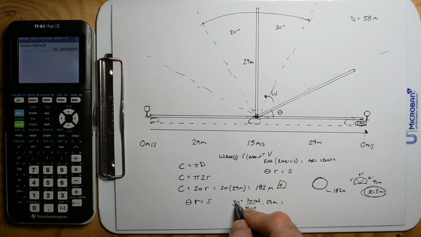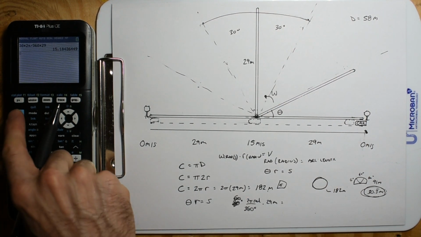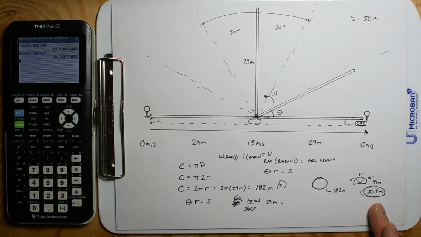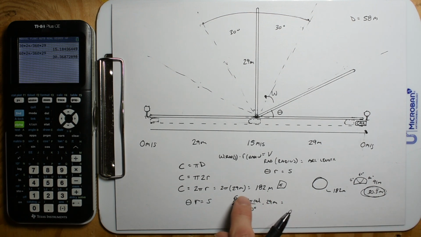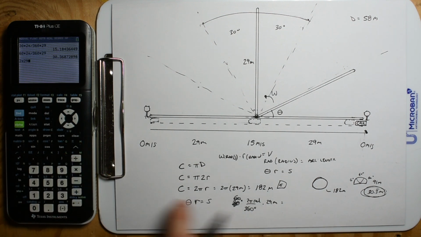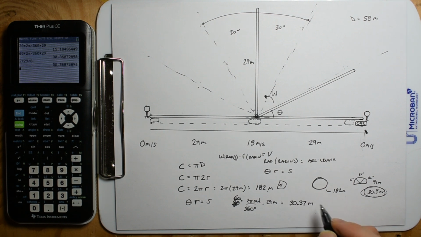And, oops, sorry, this has to be a swipe of 60 degrees, so apologize about that. And yet we should get the same answer, 30 point, oh, that was interesting. We didn't get exactly the same answer, oh, because I didn't do this totally accurate. 2 pi times 29 divided by 6, hell yeah. So we get, our arc length is 30.37 meters.